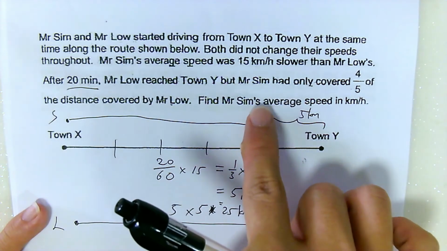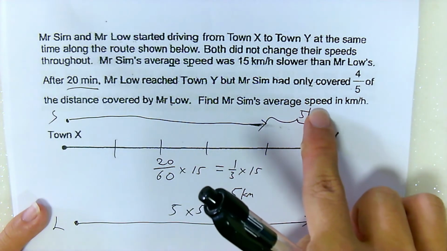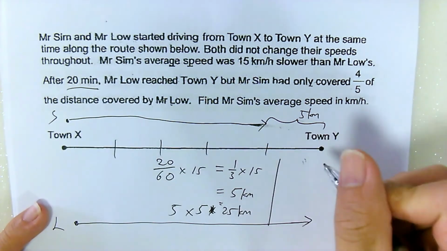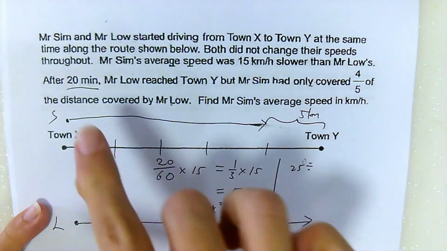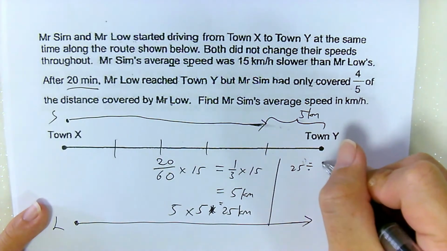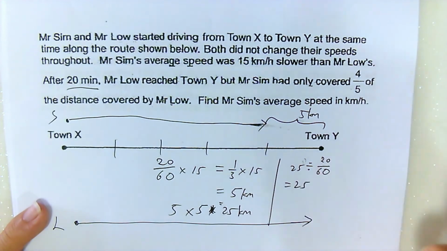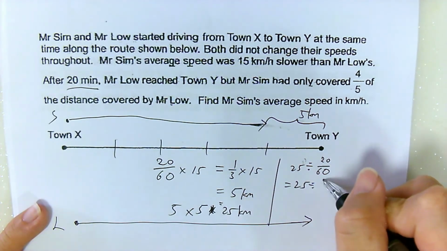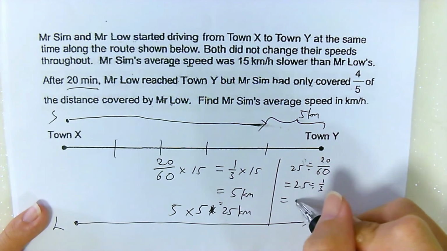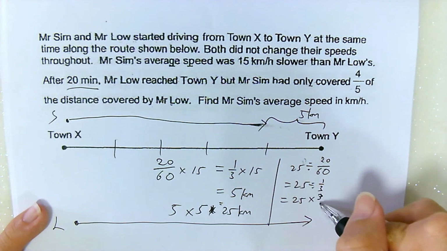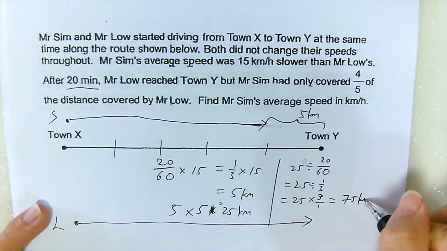So they wanted to find Mr. Sim's average speed. To find the speed, we take the total distance, which is 25, divided by the time taken, which is 20 minutes. We change 20 minutes to hour, which will be 20/60, basically 1/3. So it's 25 divided by 1/3. Remember your divide sign changes to multiply, and then your 1/3 changes to 3/1. So 25 multiplied by 3/1 will give us 75 km per hour.